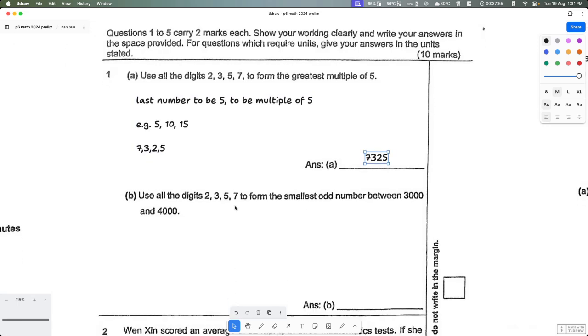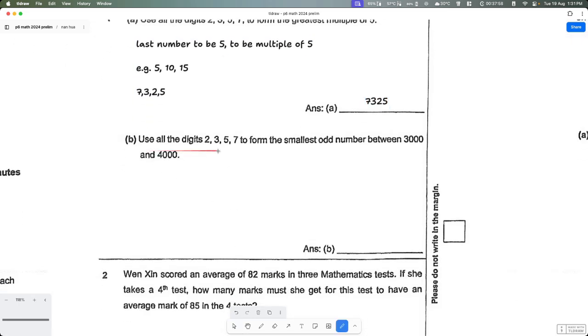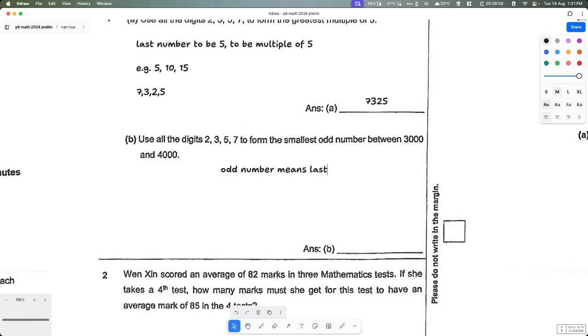All right, let's move on to part B. Use all the digits 2, 3, 5, 7 to form the smallest odd number between 3,000 and 4,000. So odd number means the last digit should be an odd number, right? We want the smallest odd number. In this case, I think the answer is 2357.